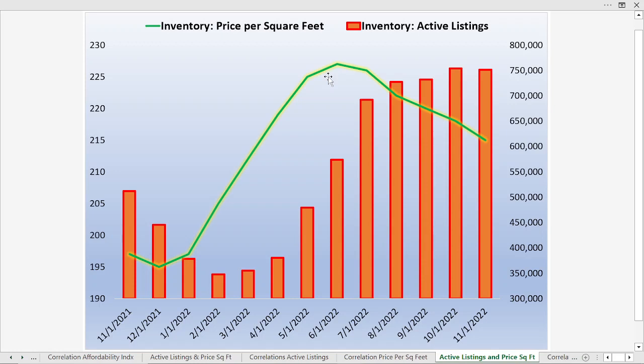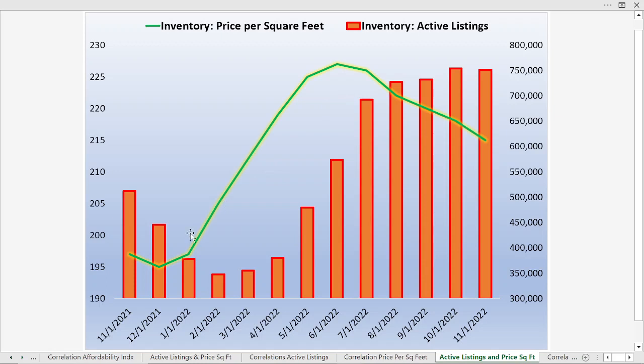Now, as the price per square foot goes up, a lot of sellers out there are saying, well, maybe I should sell my house because I could get a pretty good price right now. And a lot of the buyers right now are saying, well, maybe I shouldn't buy. Maybe I can't afford to buy a house anymore because things have gotten so expensive. Because for those condos and single family homes, the price per square foot has gone from $195 to $225 per square foot. So as the price per square foot goes up, eventually the active listings catch up.